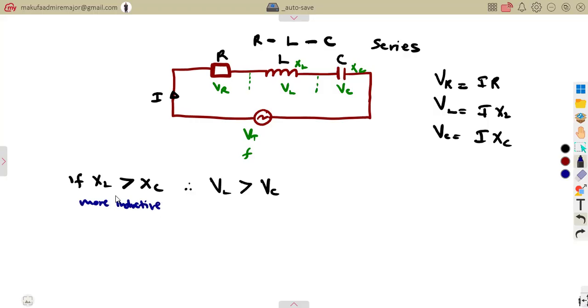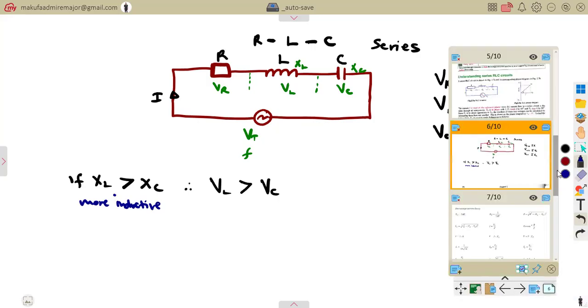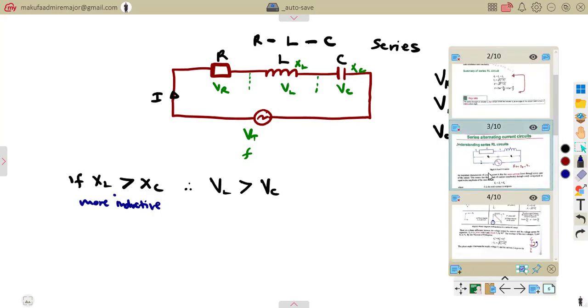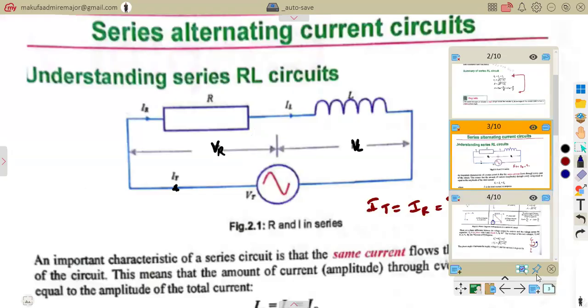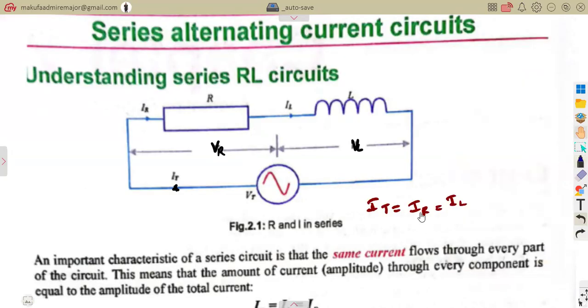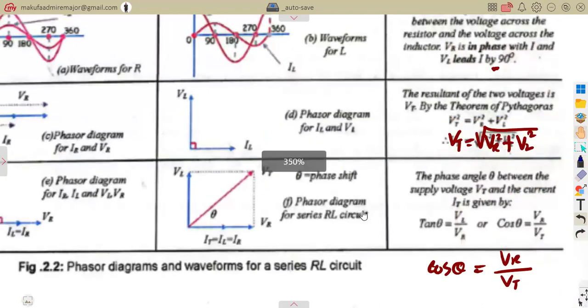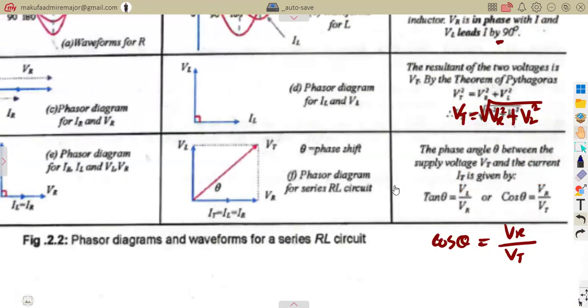If it is more inductive, you are going to use the same properties that you had when you were working with an RL circuit. What is it that you're considering from the RL circuit? That is the same consideration that you're going to apply. Let me bring you back here to when we had that RL circuit. In terms of the voltages, I want you to see where the voltages are. If you check, you are presenting your voltage VL on top.